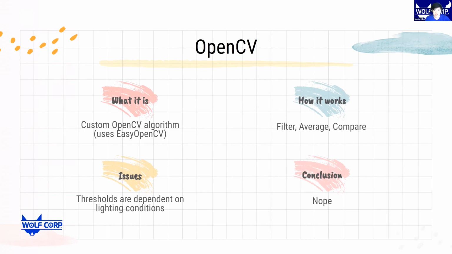However, a fatal issue we had with this algorithm was that the thresholds are highly dependent on the amount of lighting in the environment. Basically, if the environment is well lit, the resultant average value will be very high, and vice versa, making the threshold an unreliable metric for ring count.